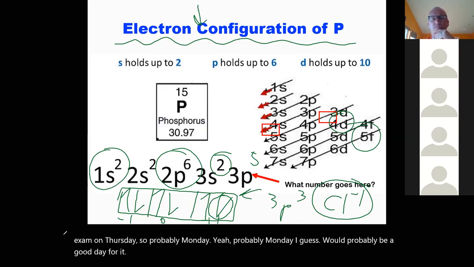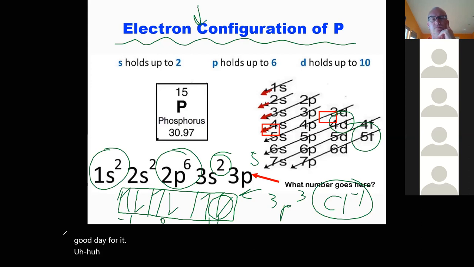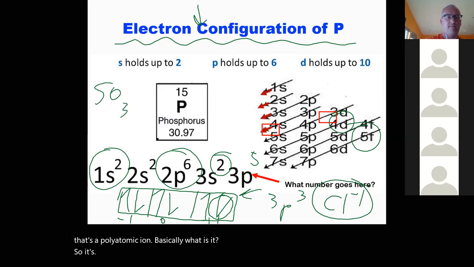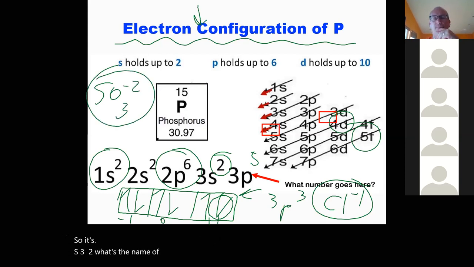Professor, I have a quick question regarding recitation number two, because today I have to submit. There is a question: what's the name of the species SO3 with charge -2? Oh, it's a polyatomic ion. What's the name of that? I don't know. You could look it up. You've got Google. I mean, it is in the slides.